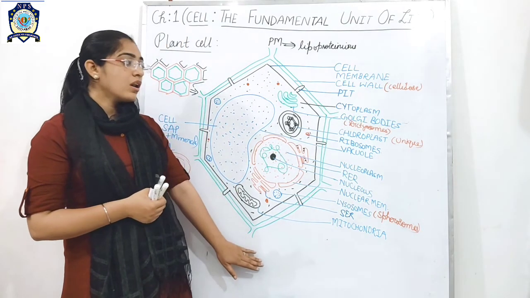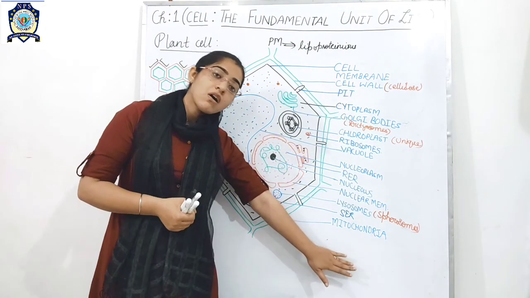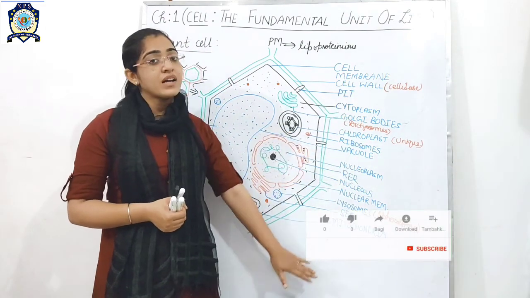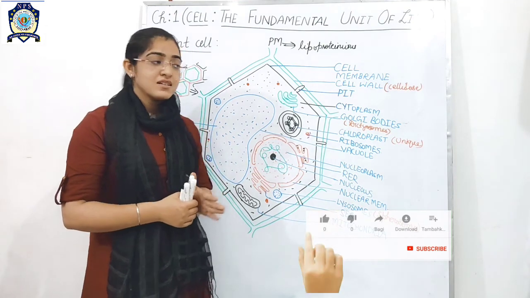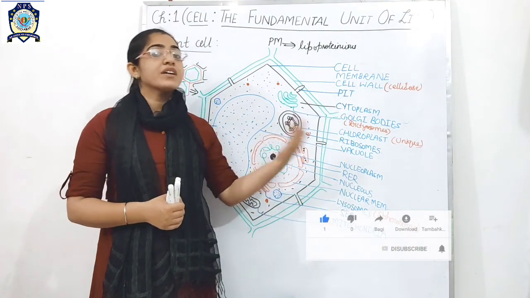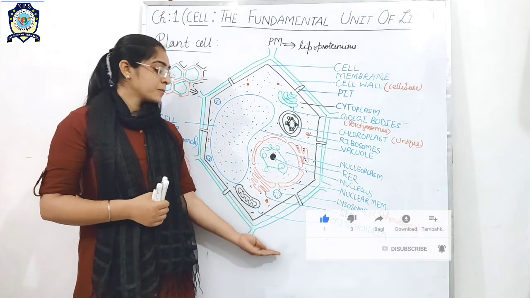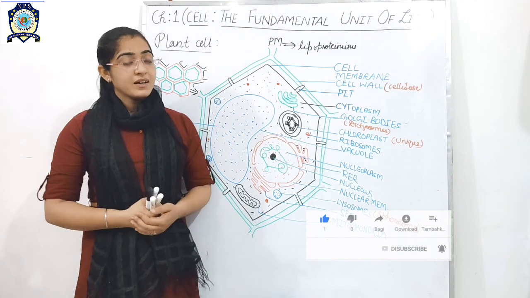So this was all about the plant cell, the function of all the cell organelles. You know very well, because in our previous classes we have discussed all these cell organelles one by one in detail. So this was all about the structure of a typical plant cell.